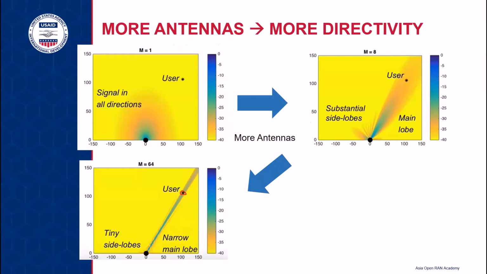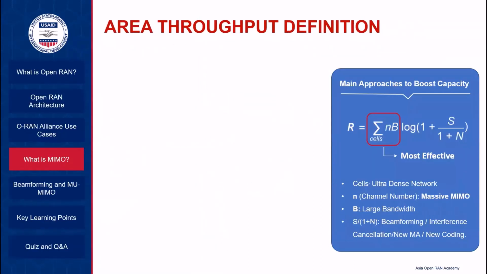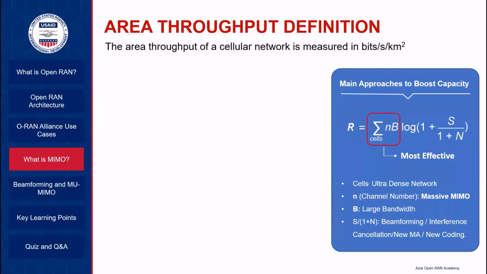We also use that beam in different applications as I mentioned. I'm not sure if we still have time, but maybe in another session we'll show a video about beamforming in satellite communications like Starlink. But later on we will move on to the area throughput definition. Area throughput is measured in bits per second per square kilometer.